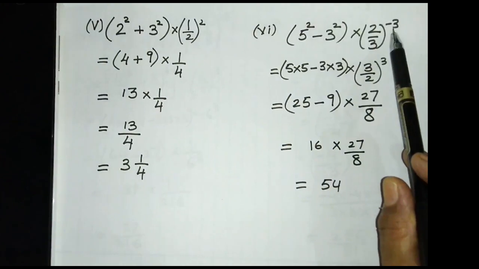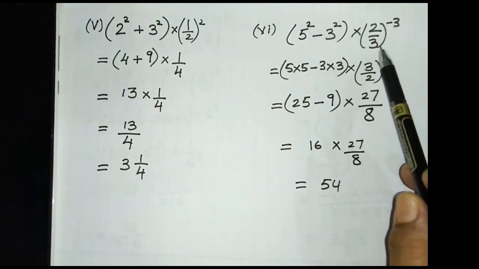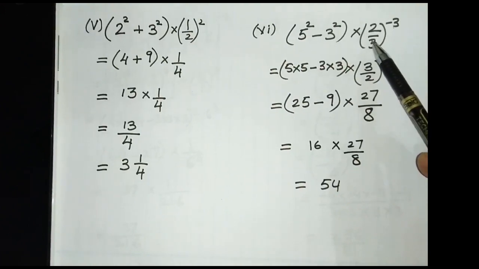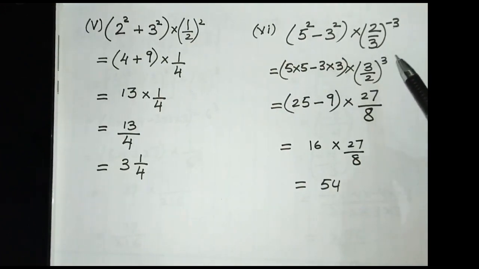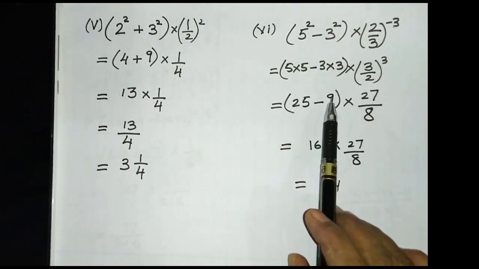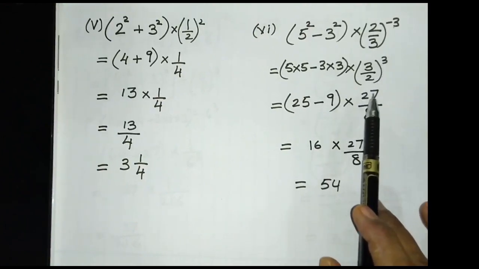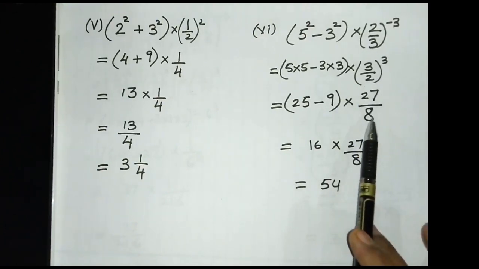Now this negative power is changed to positive by taking the reciprocal. 2 by 3 has been changed to 3 by 2. So this power became positive. Now 25 minus 9 is 16, and 3 cube is 27, 2 cube is 8.